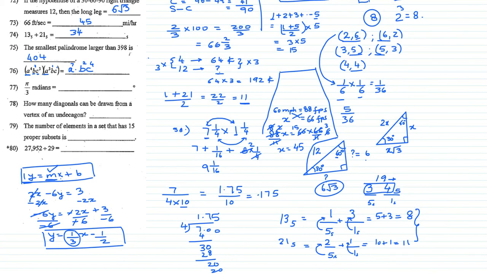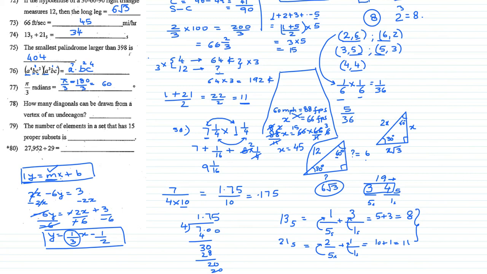Question 77. Pi by 3 radians is equal to how many degrees? We know that pi radians is equal to 180 degrees. So pi is equal to 180. So if we divide both sides by 3, this will be 60 degrees. That will be the answer.